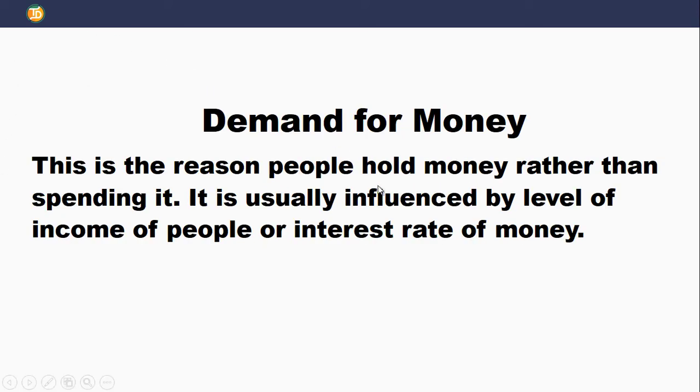So the next subtopic is demand for money. Demand for money is the reasons people hold money rather than spending it. You all hold money. You keep money to meet one or two things. So the reason why you hold money rather than spending it is what we call demand for money. And it is influenced by either income of people or interest rates of money.